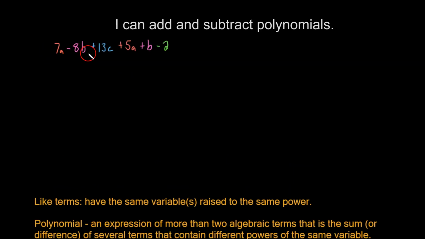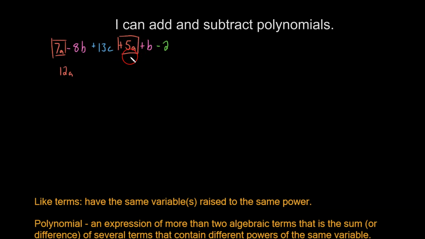So we're given 7a minus 8b plus 13c plus 5a plus b minus 2. So now we're going to go ahead and combine some like terms, and I color coded these for us. So we have 7a over here and we have 5a over here. Both of these terms have a variable of a, and they are both to the first power. There's nothing there, but we just assume that it's 1 right there, okay? So 7a plus 5a. So now we just add the coefficients. So 7 plus 5, that gives us 12. So we have 12a.